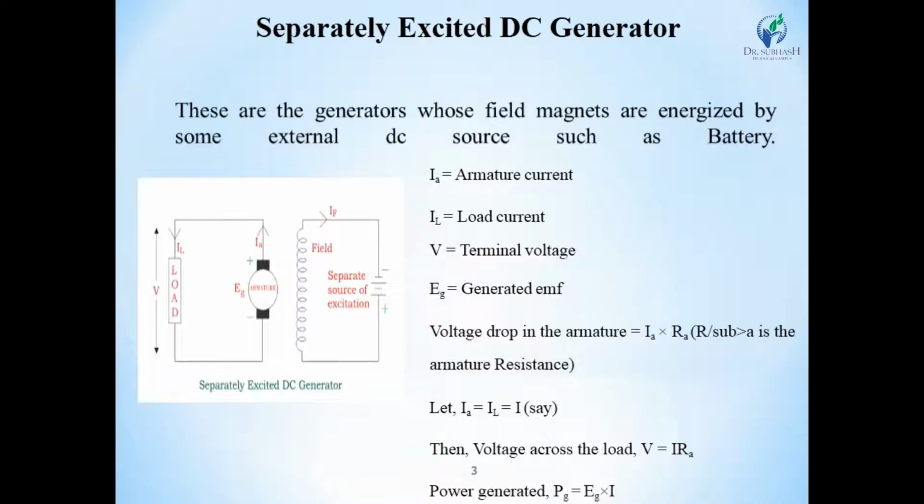The next current is the armature current. The load is connected directly across the armature winding, hence the armature current is equal to the load current. So we can write that IA = IL = I. Referring to the equivalent circuit, we assume that the load is purely resistive, equal to RL. So we can write that IA = IL = (E - VT) / RA.